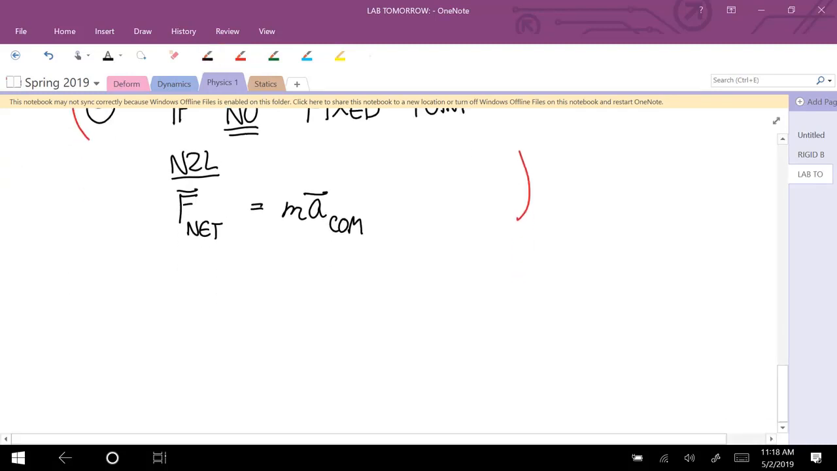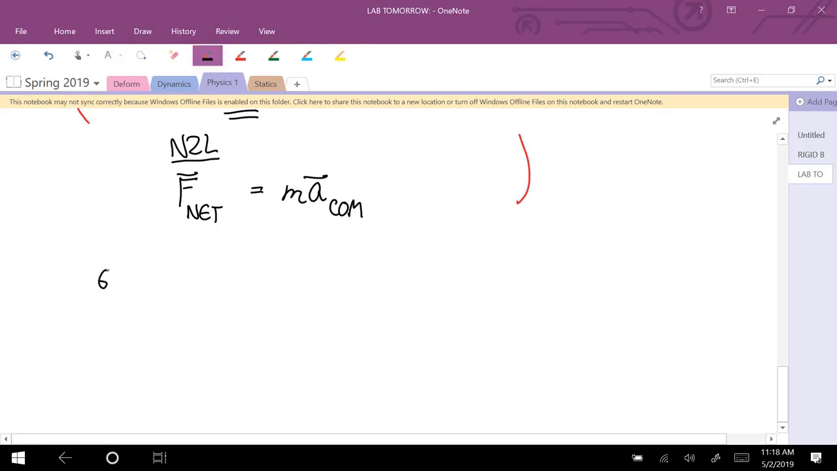And then 6 is the moment equation. And it says add up all the moments you calculated, the sum of those moments, the net moment about A, is equal to the mass moment of inertia about A times alpha.